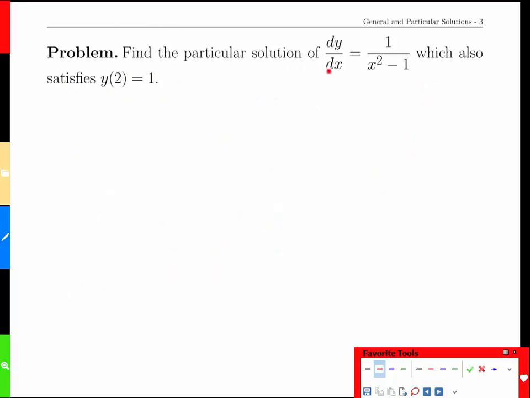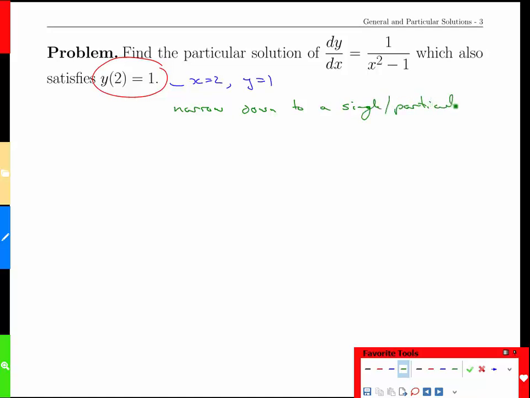However, we could refine that. We have the same differential equation here, but if we add the extra condition that the value of y has to be 1 when x equals 2, let's be clear about the relationship: x equals 2, y equals 1. What that'll let us do is narrow down to a single, or what we call a particular, solution. And that's equivalent in our case to finding the value of c that was in the general solution.